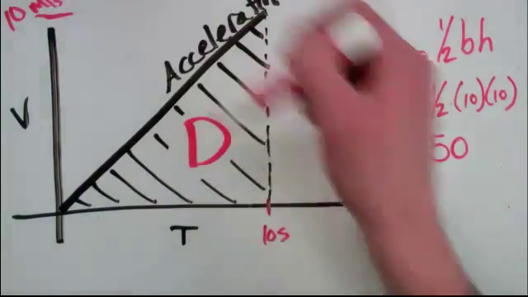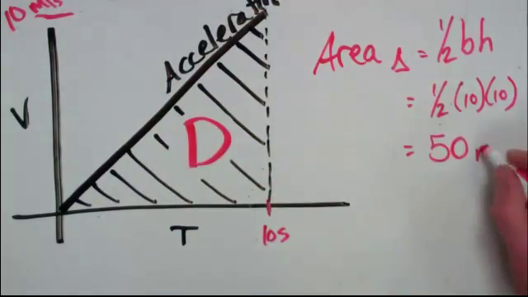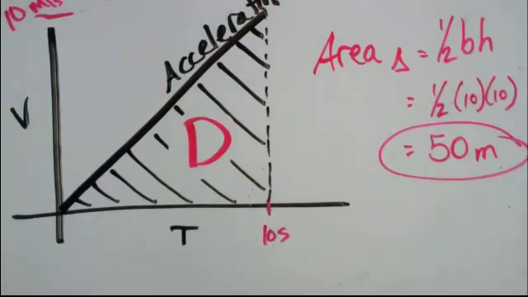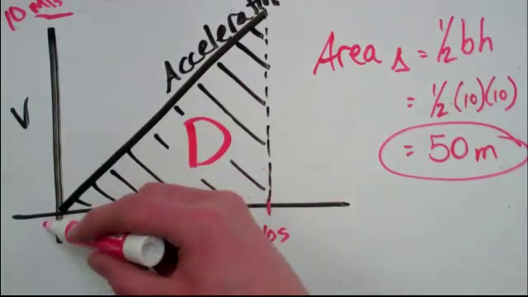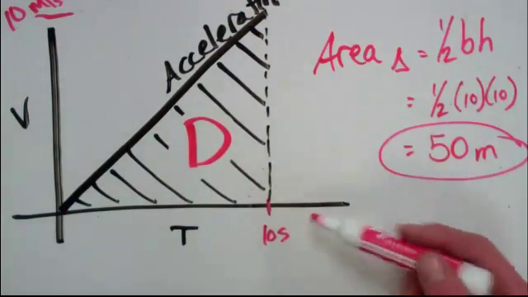And since this is meters per second over seconds, the seconds will cancel. My displacement is 50 meters. So in this example, my car, my bike, whatever I'm accelerating with, has moved a total of 50 meters.